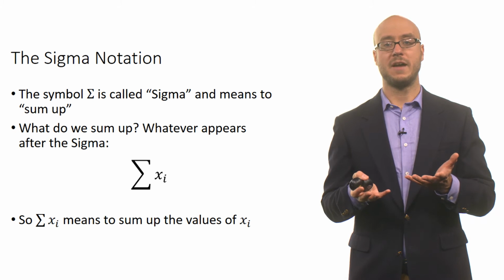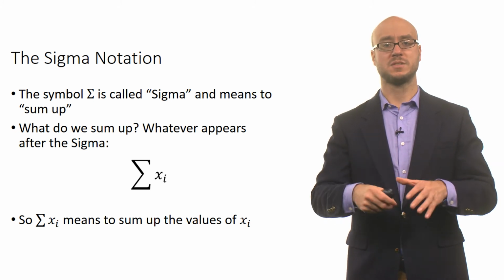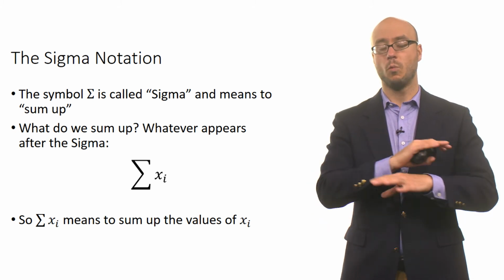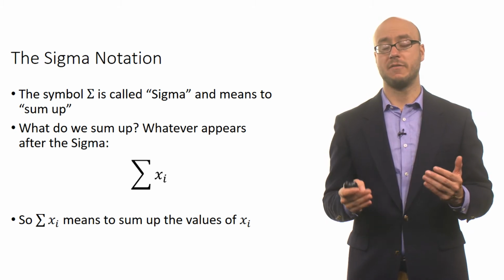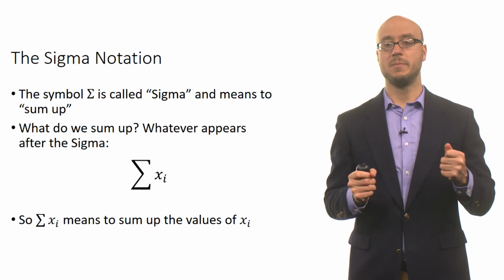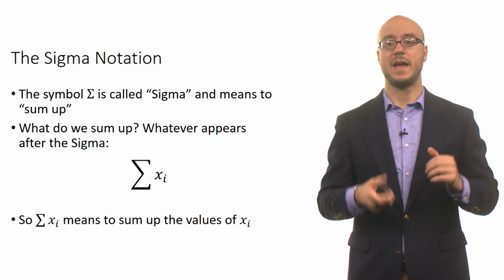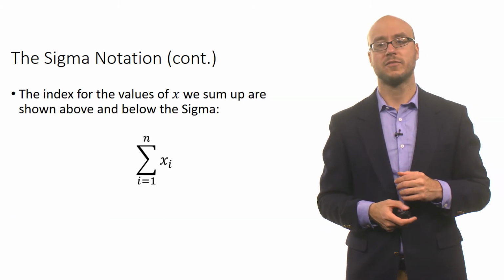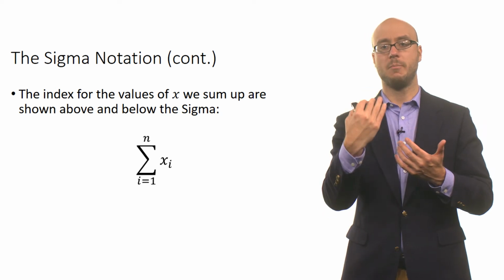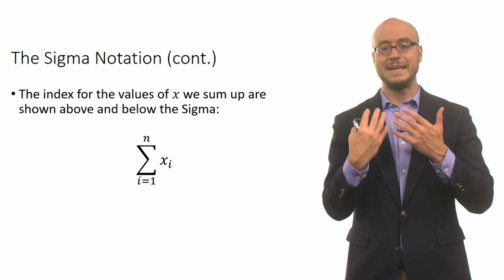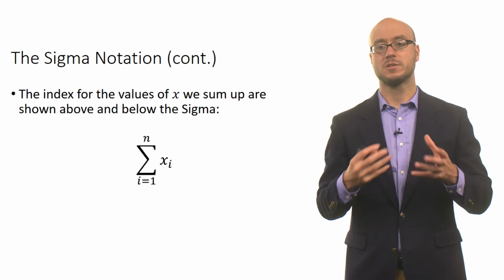If whatever appeared after xi for xi squared, you'd sum up the values of xi squared. So anything could appear after the sigma, and the point is you're just summing up whatever is after that sigma. We also like to clarify the notation for sigma a little bit further by putting notation above and below. So we like to index the values of x that we're summing up.